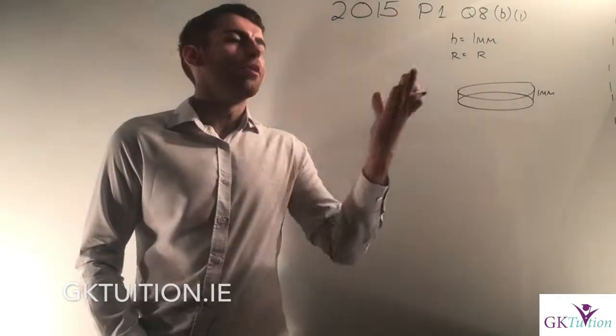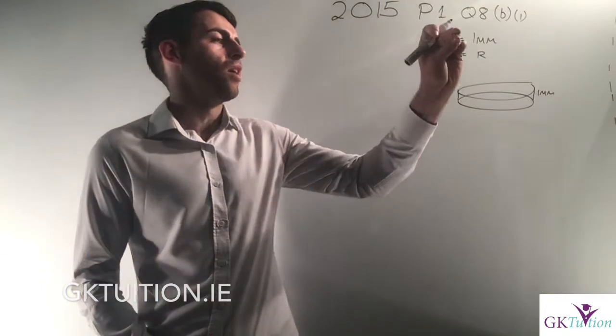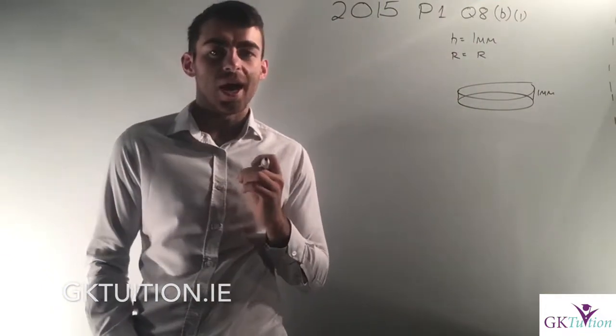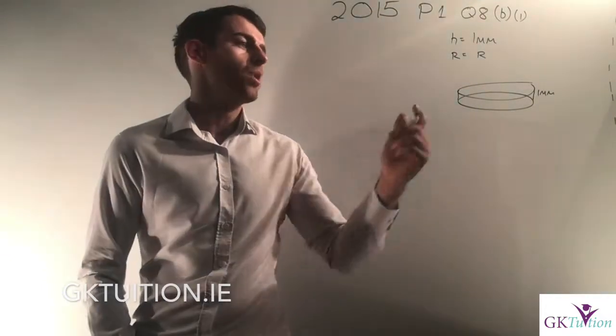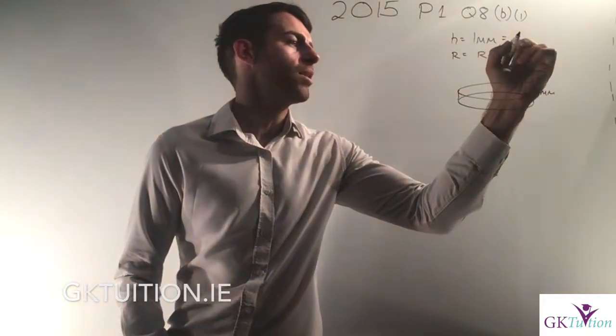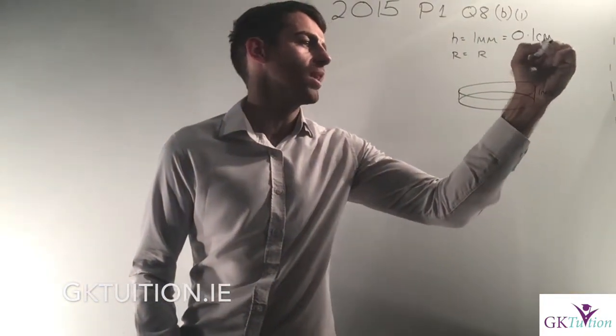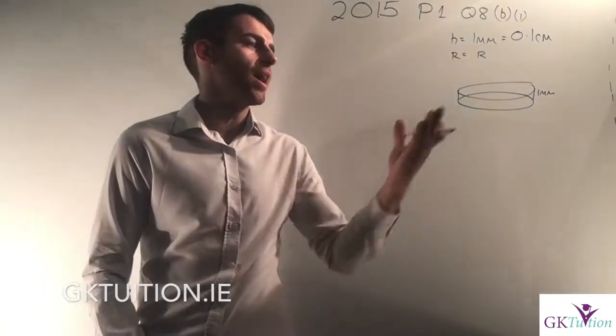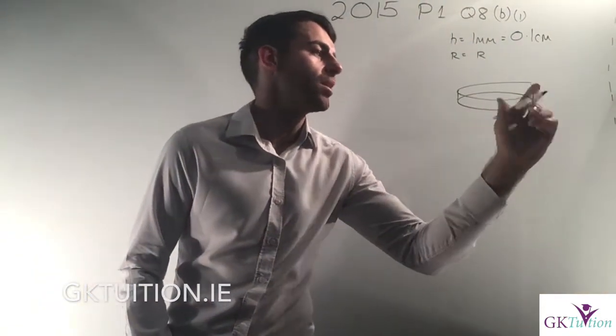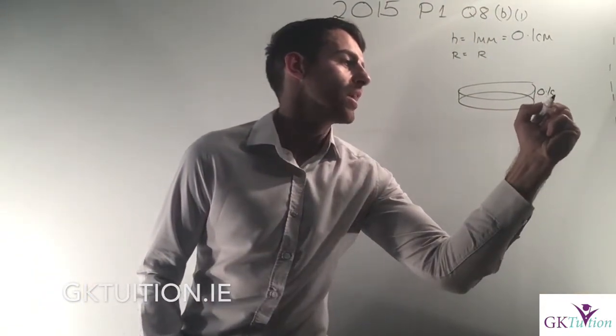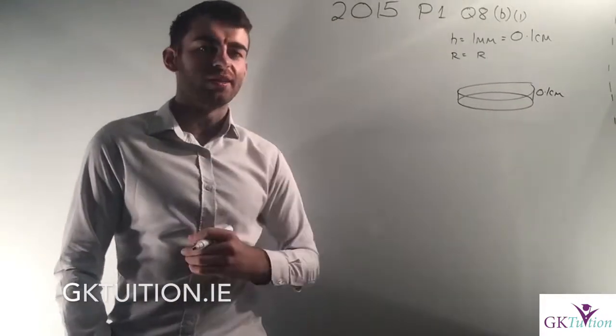Now I'm given the height, or the thickness of the cylinder, in millimeters, and I'm asked to find it in centimeters. So you should recognize that 1 millimeter is the same as 0.1 centimeters. In other words, I just divide by 10. I know that the height of my cylinder is 0.1 centimeters, and I know that the radius is r.